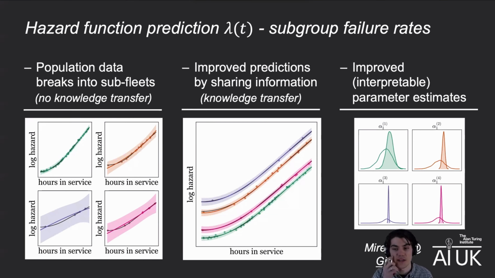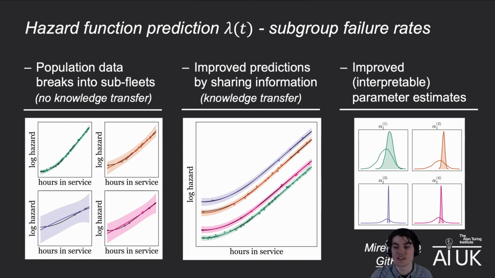Specifically in this setting, we're considering the prediction of hazard functions over a collected population of vehicles. This population contains different subfleets. Some might correspond to mining or forestry vehicles, others may correspond to retail vehicles. And we hope that by learning these hazard functions in a combined inference, we improve our prediction.